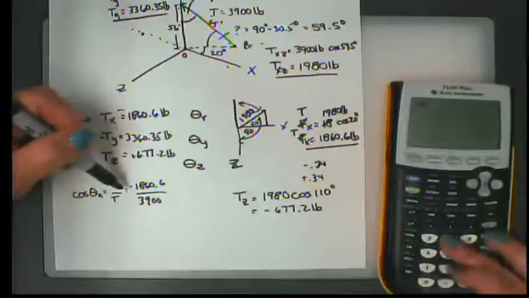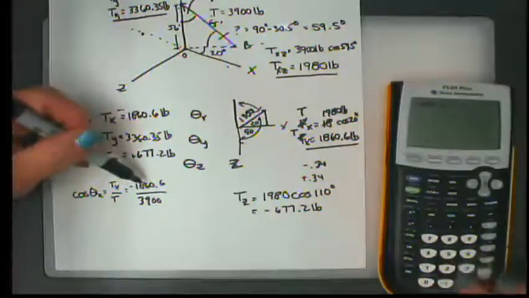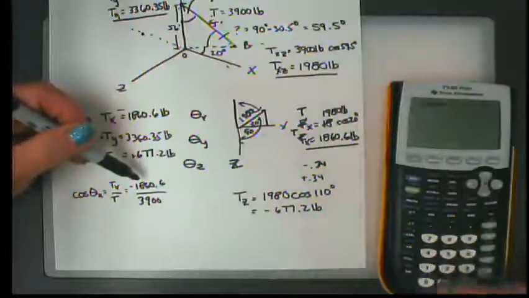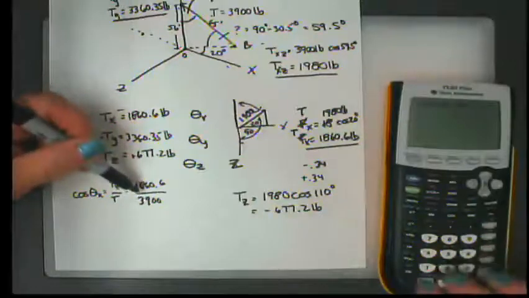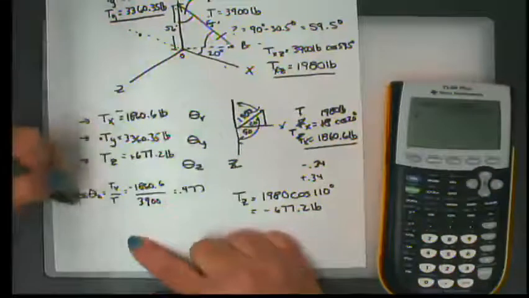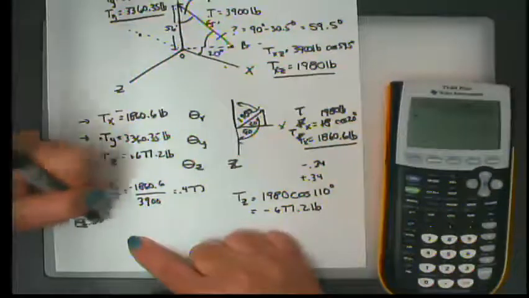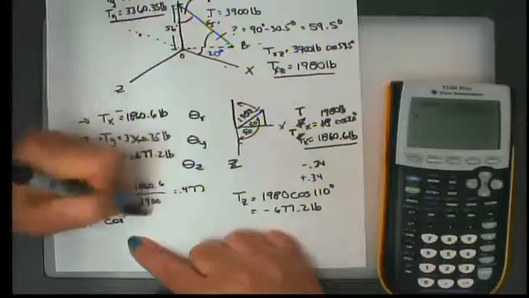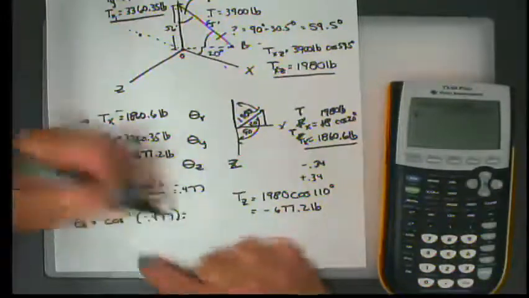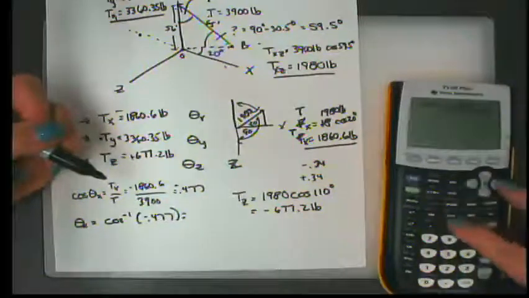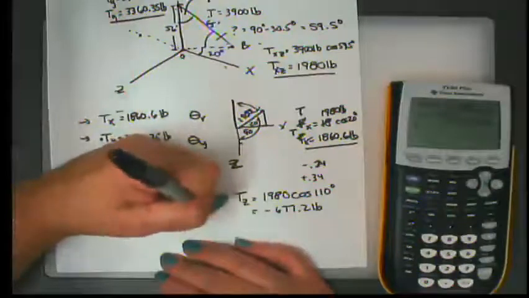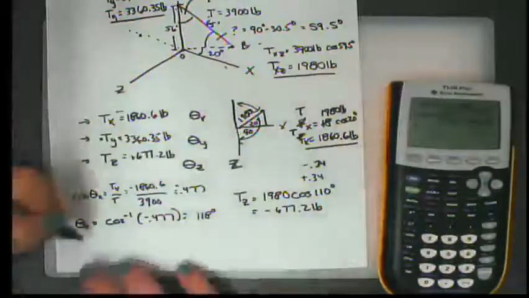Let's go ahead and do this. Negative 1860.6 divided by 3,900 equals. So this value is 0.477. So that means that theta x is the inverse cosine of negative 0.477, or second inverse, second answer. That number is 118 degrees, 118 and a half.